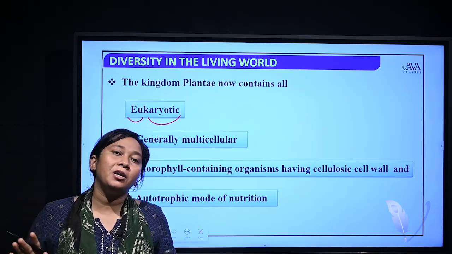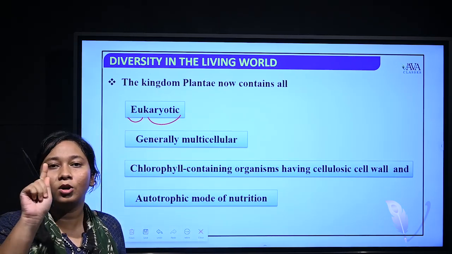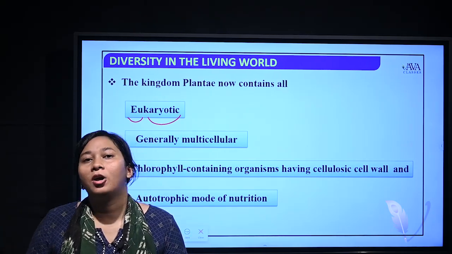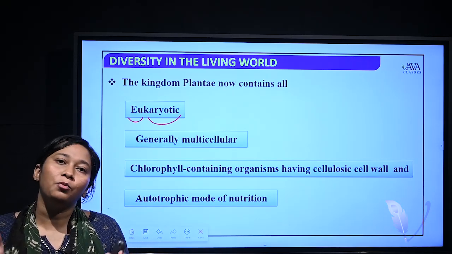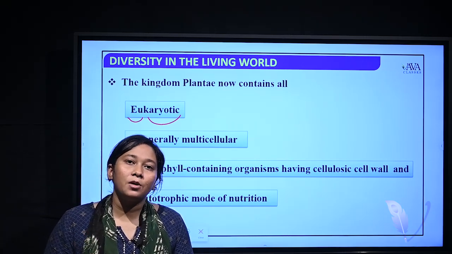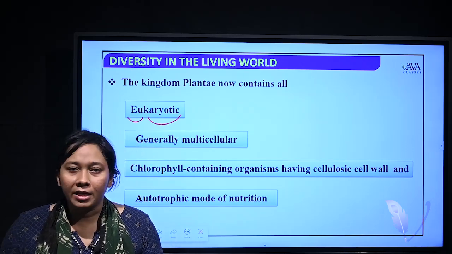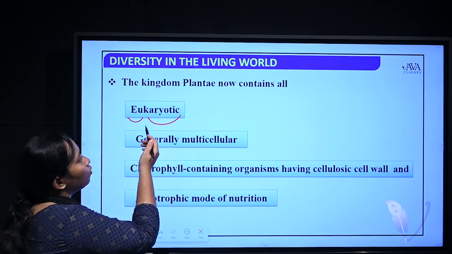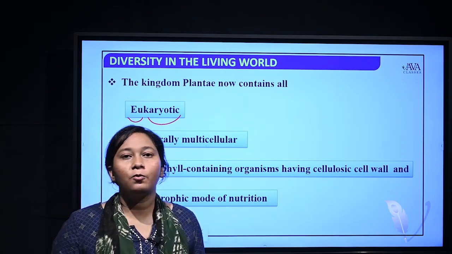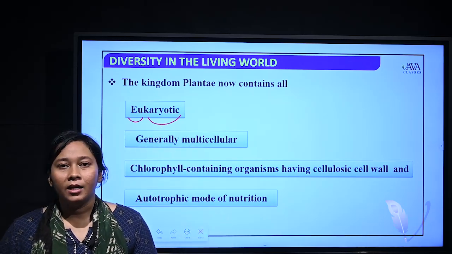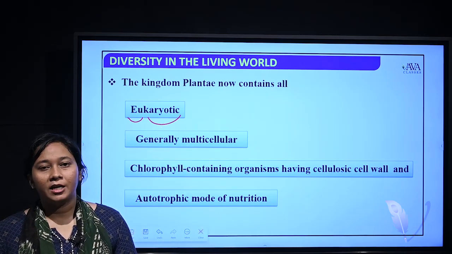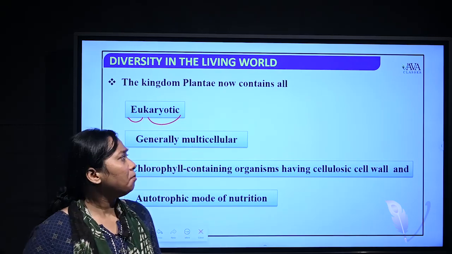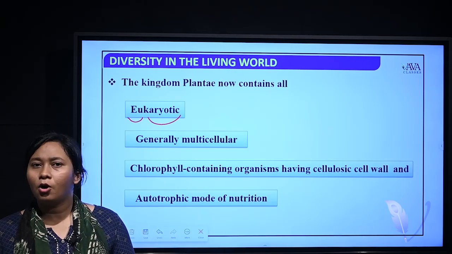In the five kingdom system of classification, there is only one kingdom which contains prokaryotic organisms, that is Kingdom Monera. The rest of the organisms have eukaryotic cells, eukaryotic organization. So, Kingdom Plantae includes eukaryotic organisms. If your question asks which type of organisms Kingdom Plantae includes, prokaryotic or eukaryotic, you will say that Kingdom Plantae includes eukaryotic organisms.